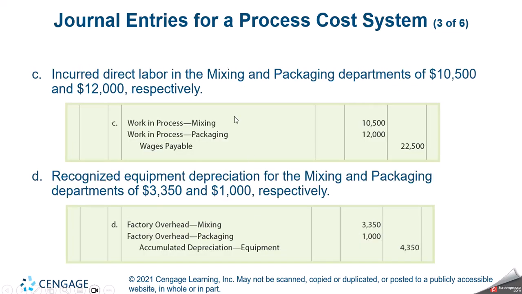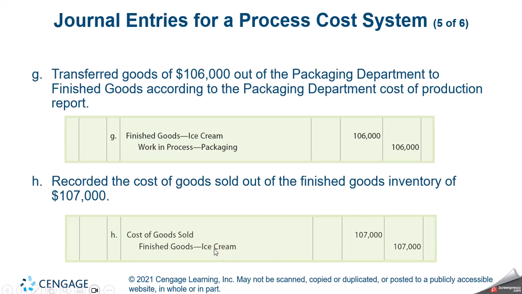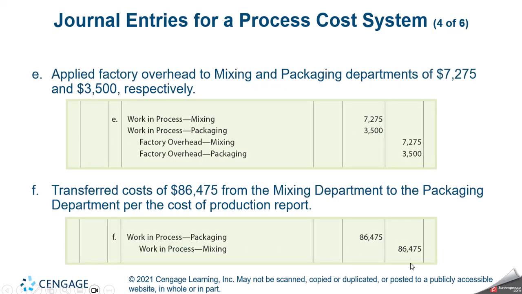Then as labor is incurred, that's going to go into our work in process, either mixing or packaging. Any other type of overhead, in this case depreciation, is going to go into the overhead based on what department it's in. And then as we allocate that overhead based on those rates, we're going to charge it to the mixing or the packaging work in process, and then credit the factory overhead mixing or packaging. Then as it moves from mixing into packaging, we'll credit the mixing department and debit the work in process packaging.